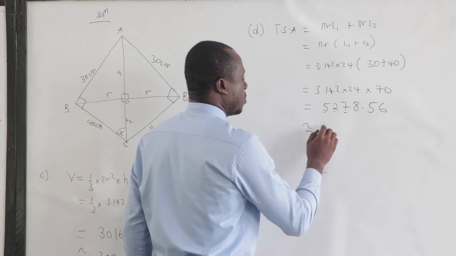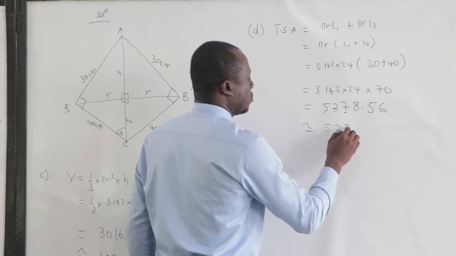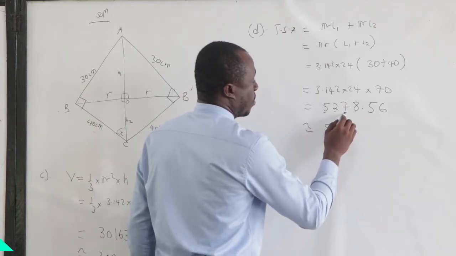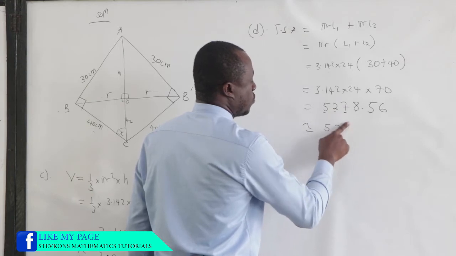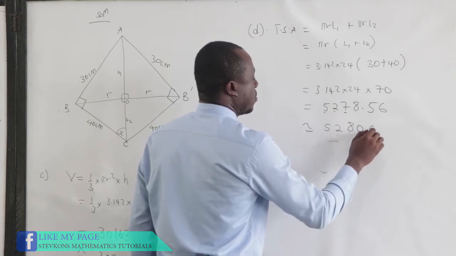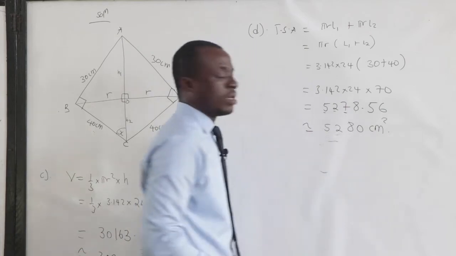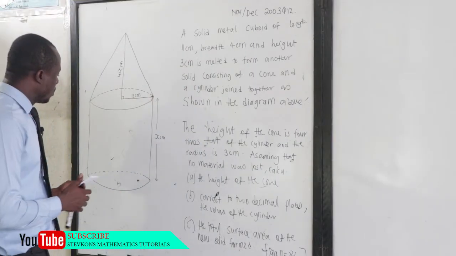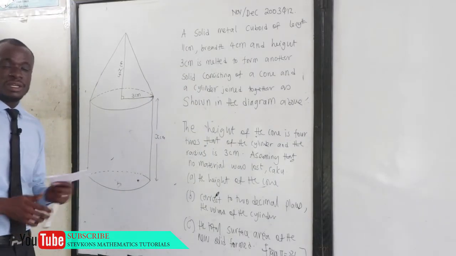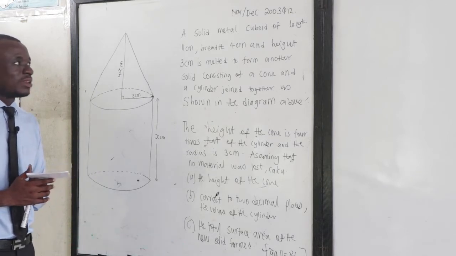This is 8, so to change this. So you have 5, 2, 7. So this first, second, third. So this will be 8. So 80 centimeter square. Now this is a composite shape. We have a cone and then a cylinder. This is NOVDEC 2003, question number 12.